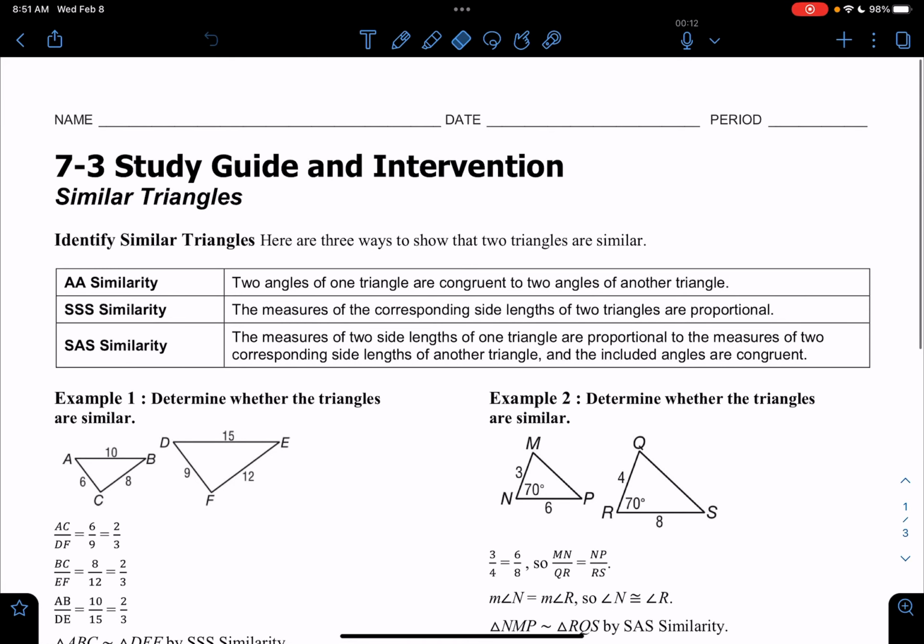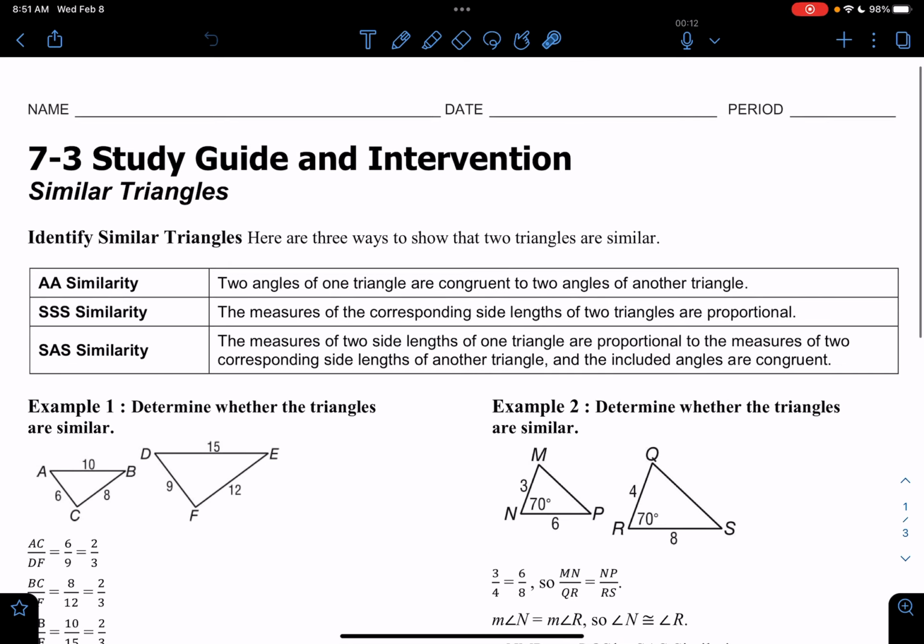Hello students. So we're going to go today over 7-3, which is similar triangles. In 7-2, we talked about similar polygons and what constitutes being similar, and we understand that similar means the same shape but different size. In order to have the same shape, you need congruent angles, but you also need proportional sides, and you will have to evaluate all the sides.